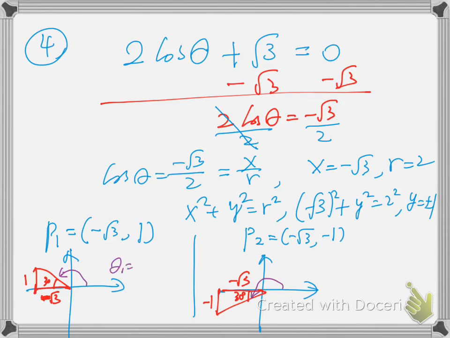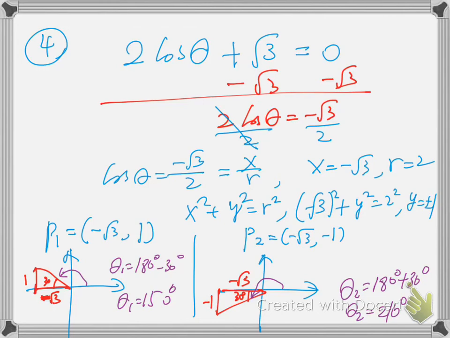So theta 1 is 180 minus 30. Theta 1 is 150. And theta 2 is 180 plus 30, so theta 2 is 210, okay? Positive angles. So this is the trig equations. We draw two triangles, in most cases, and then we keep both answers between 0 and 360 degrees. Okay, degrees.